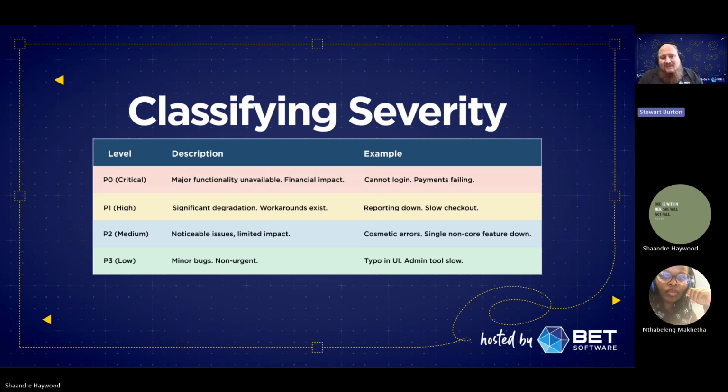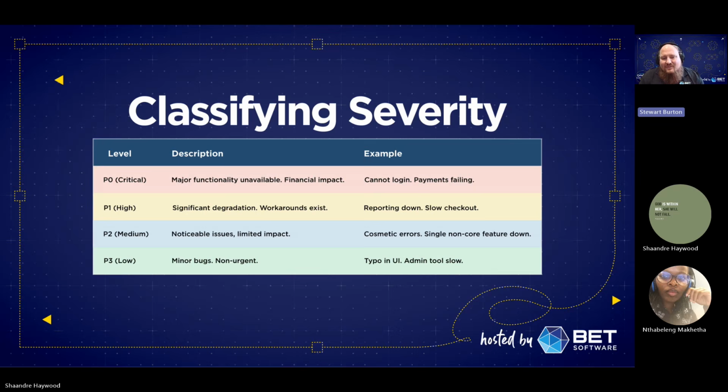Communications lead needs to be there, if you guys have one, who handles internal and external updates, as well as a scribe. So the scribe's job is to record key events, timestamps, as well as actions taken. Okay. The incident commander, just to note, also doesn't have to be the most senior engineer, but they must keep their responses structured. Okay. Investigate and mitigate.